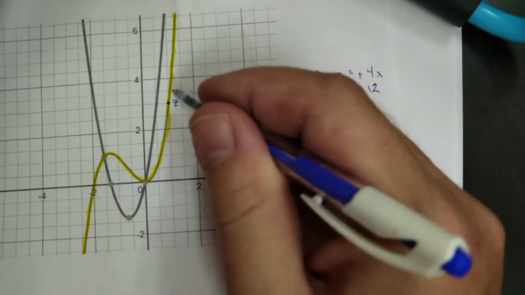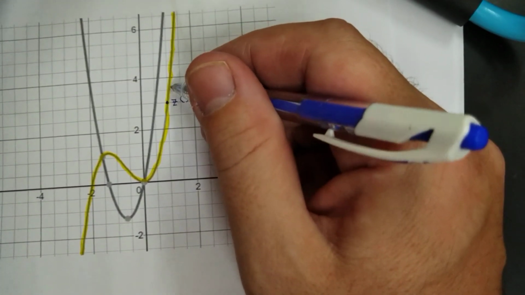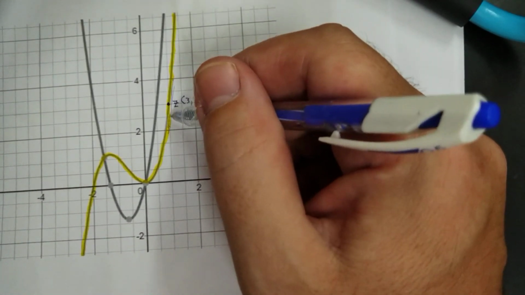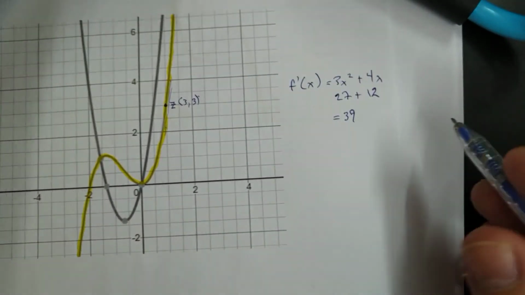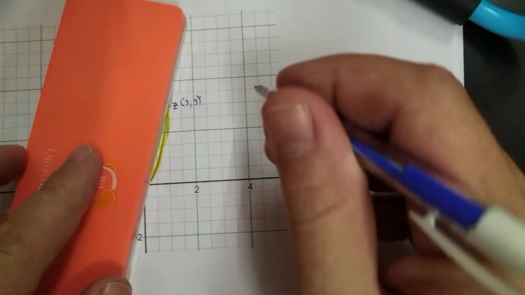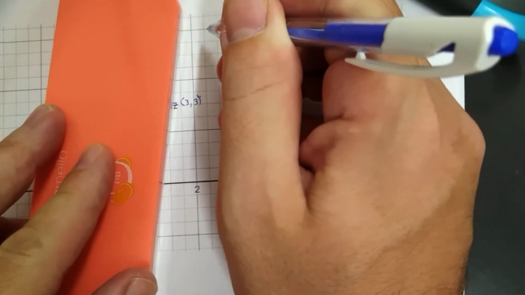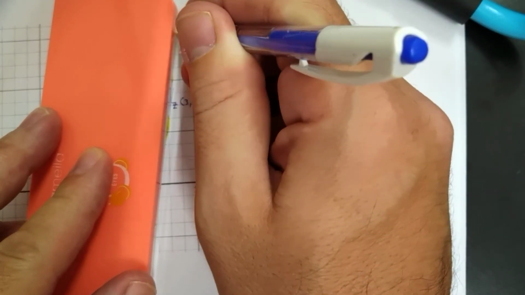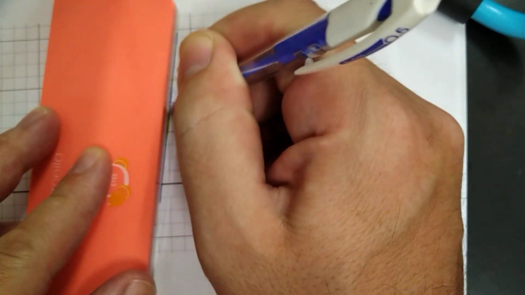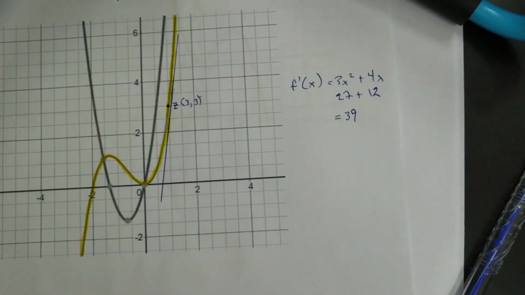So let's look at what's happening at 3, 3. And you can see it's almost a vertical line. So that means the gradient of the tangent line should be 39. I'm going to try to draw this. I don't have a ruler, I'm at home. But you can see that this tangent line has a very steep slope. It's going to be 39. So I hope this helps your understanding of derivatives and thinking about it graphically.